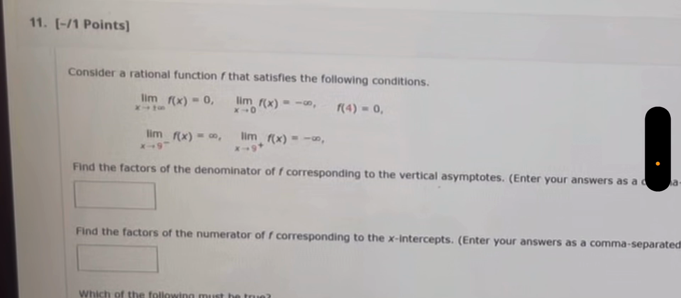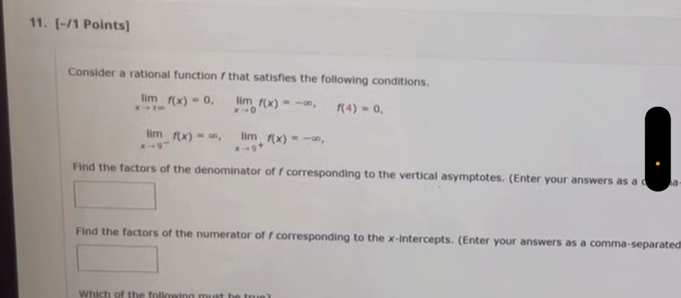But if we want that in factor form, if x is going to be equal to 0, that's just going to be an x by itself. And then if we want 9 to be a factor, that's going to show up as x minus 9, right? So then your factors will be x, comma, in parentheses, x minus 9. So those would be the factors of the denominator so that we get those outcomes.